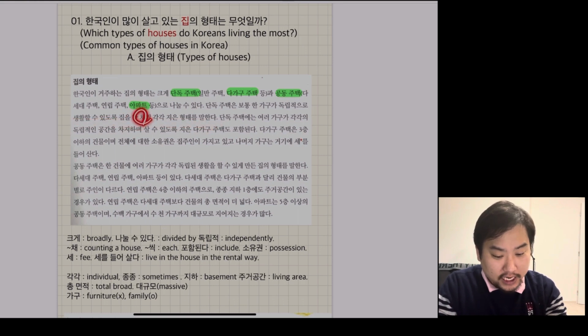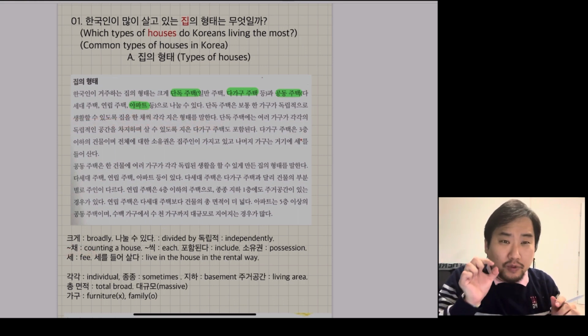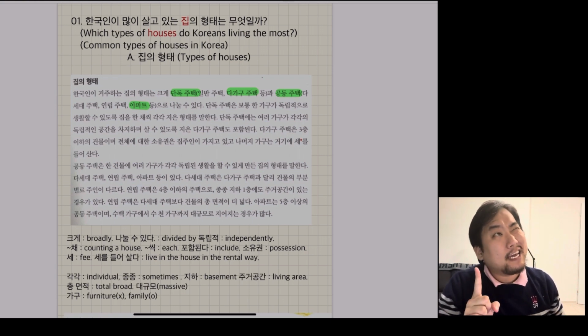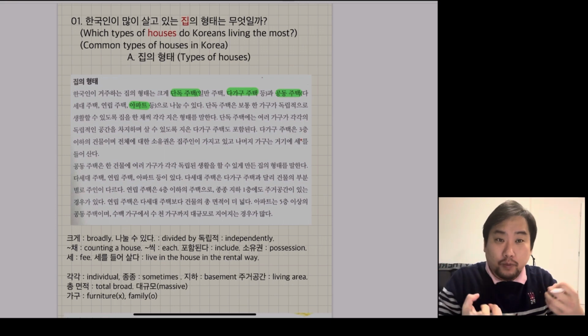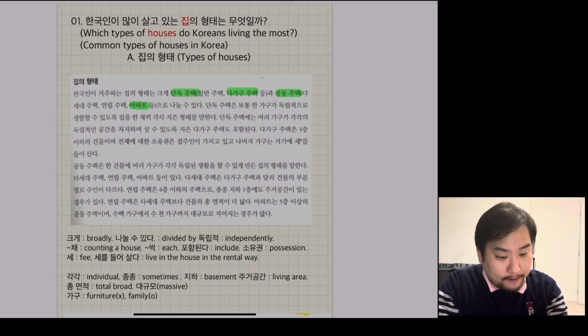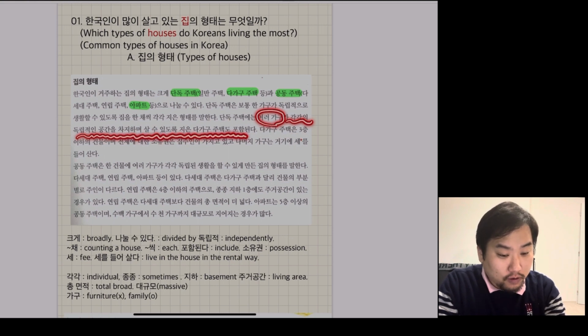So here 채 is when we count the house. 집 한 개 may be possible, but 집 한 채 is more natural Korean. So 단독주택 means usually a single family independently living. 한 채씩 각각 지은 형태를 말한다. So, 단독주택에는 여러 가구가 각각의 독립적인 공간을 차지하며 살 수 있도록 지은 다가구 주택도 포함한다.